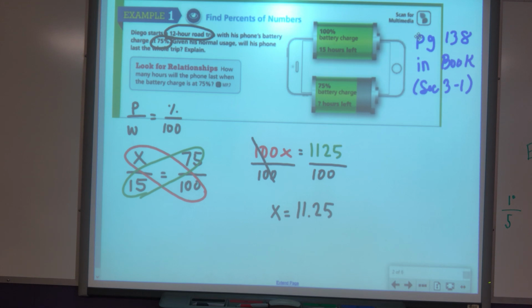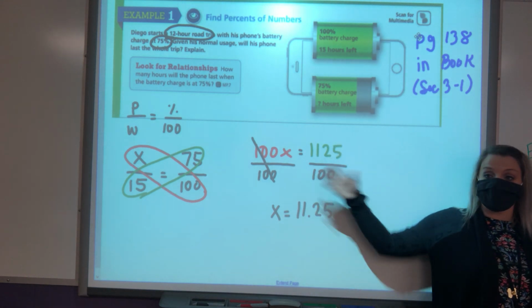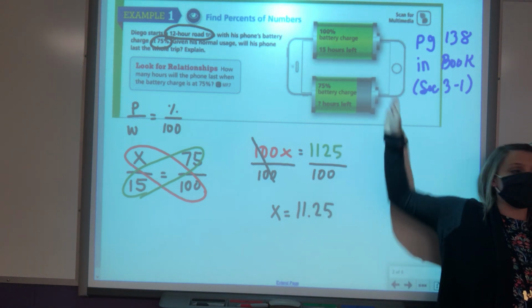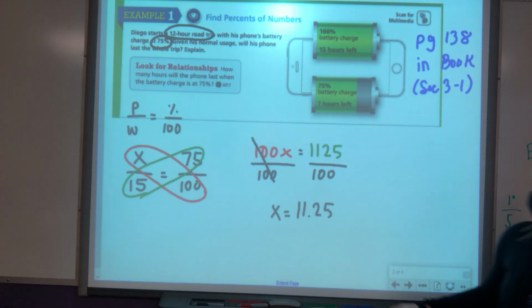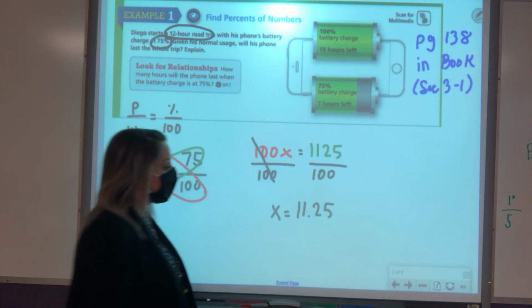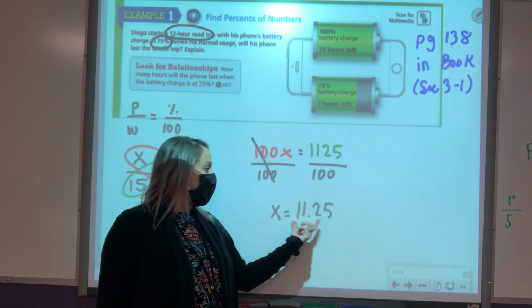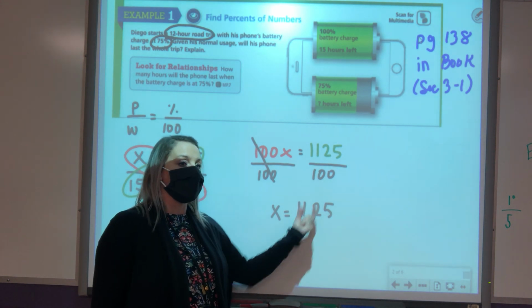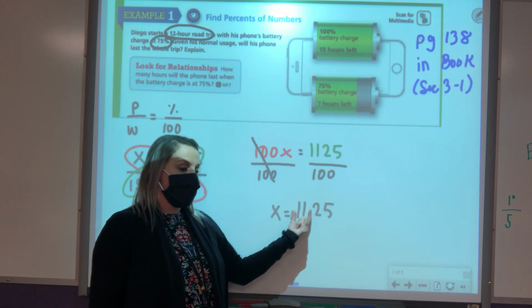What does 11 and 25 hundredths mean in the context of our problem? It's great if you can do cross products, but what does it mean in the context of our problem? Tucker? So 11 hours and 25 minutes before the phone dies. It's not actually 11 hours and 25 minutes, because this is 11 and 25 hundredths. That means 11 and 25 hundredths of an hour.